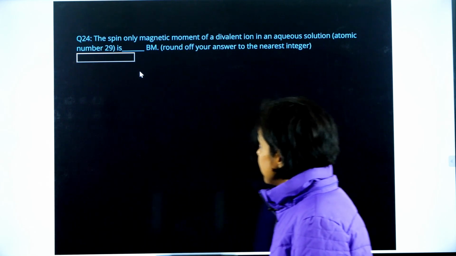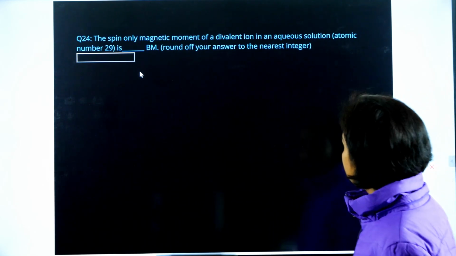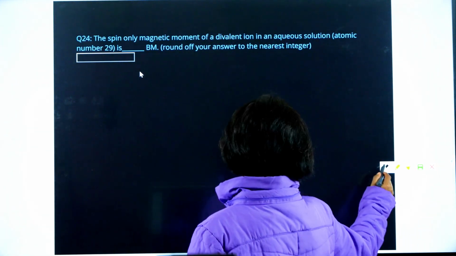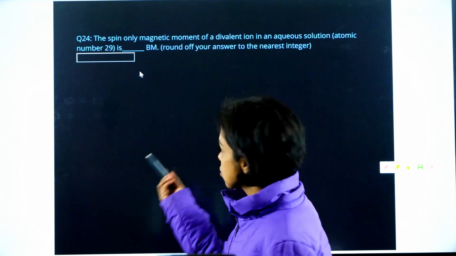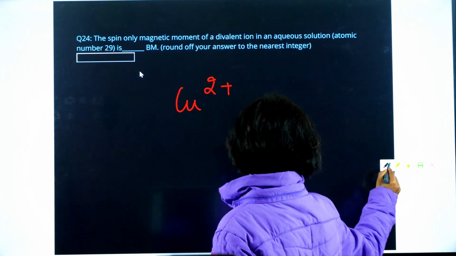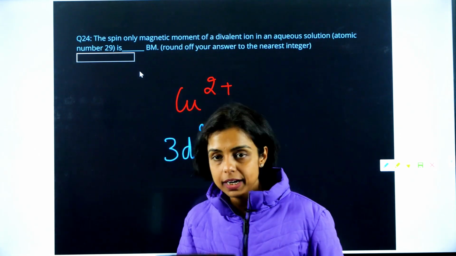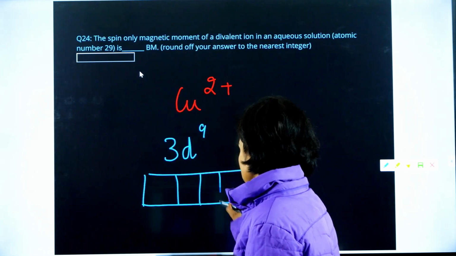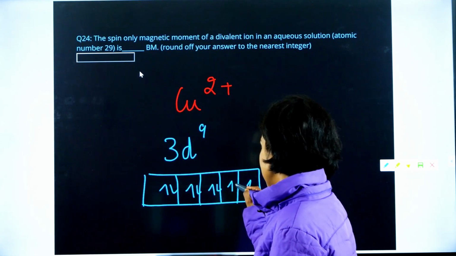Okay, guys, the spin only magnetic moment of a divalent ion in an aqueous solution. Atomic number is 29. So atomic number 29 is copper, right? So copper 2 positive. Divalent, what should be the configuration? It should be 3d9, 4s0, right? 3d9 means how many unpaired electrons? 1 unpaired electron, 1, 2, 3, 4, 5, 6, 7, 8, 9.